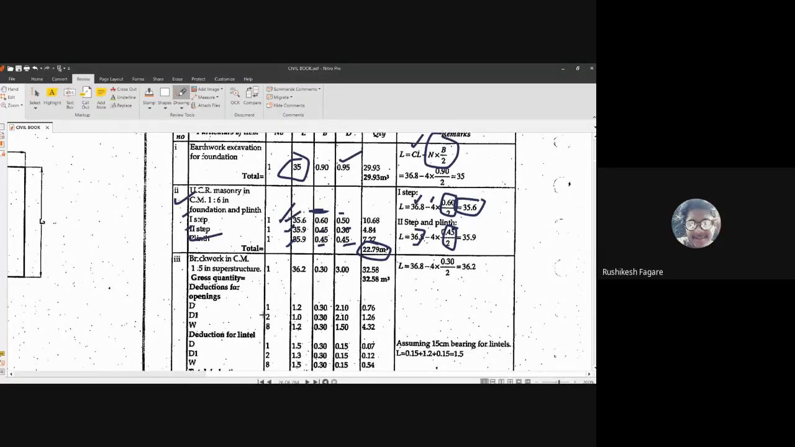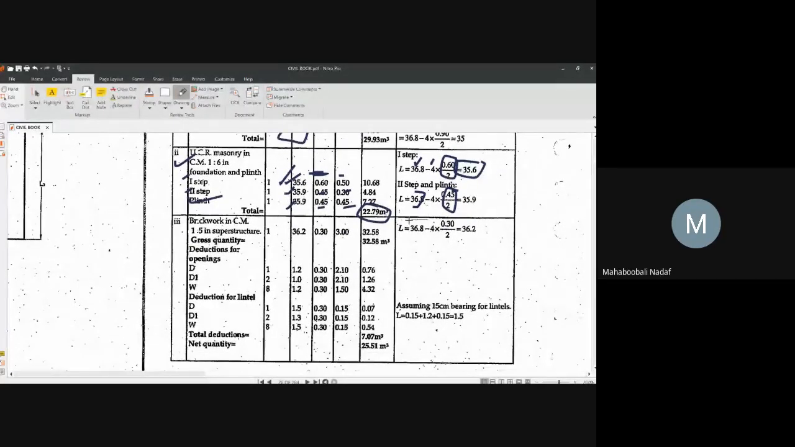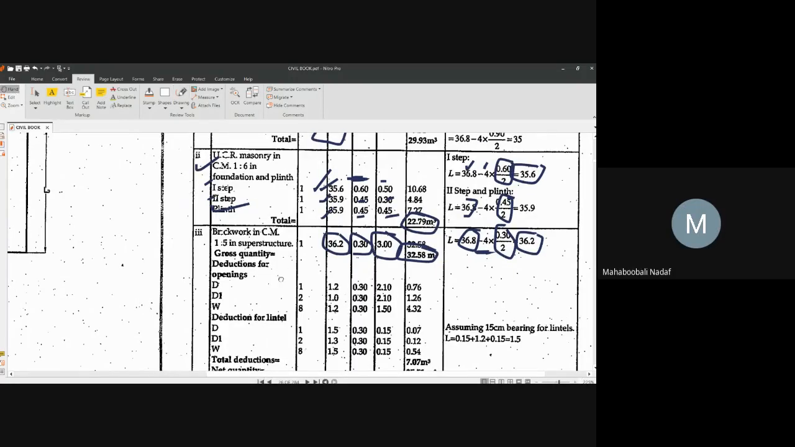For brickwork, it is very simple. Total center to center length minus number of junctions into B by 2. What is B by 2 here? 0.3 by 2, sir. So what is that length? 36.2. The width of the brick wall is 0.3 and the height of the brick wall in the cross section is 3. So you are going to get 32.58. Now, come to the deductions.